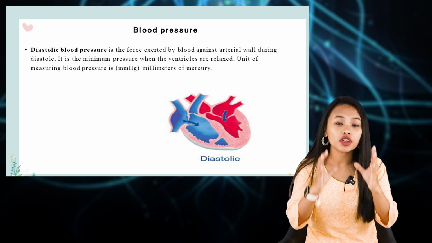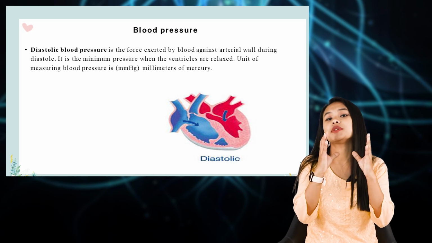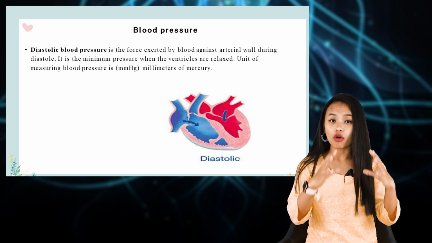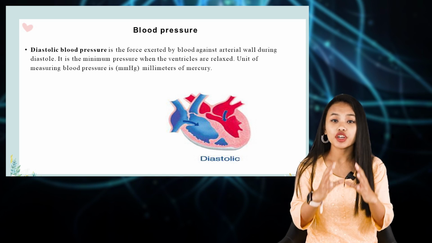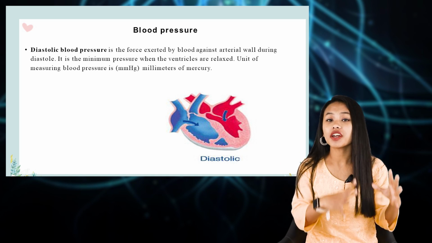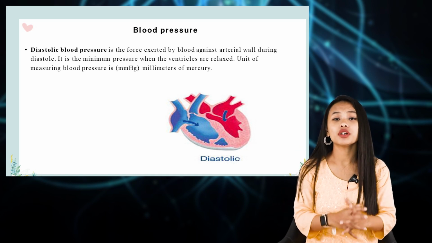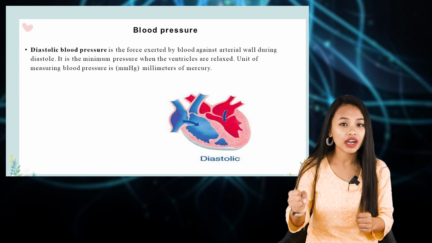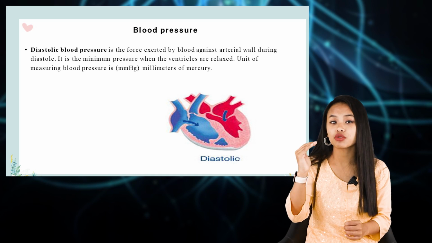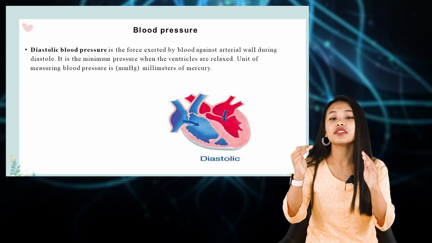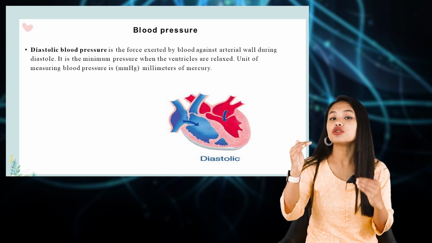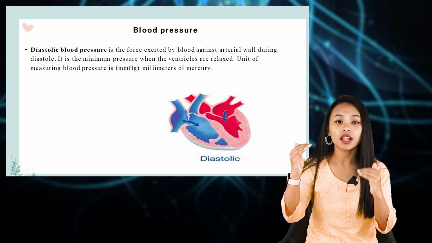Whereas diastolic blood pressure is the force which is exerted by the arterial wall during the diastole, and this diastolic blood pressure is the minimum pressure which we get when the ventricles are relaxed. So when the ventricles are contracted, there will be a maximum pressure, known as the systolic blood pressure, whereas when the ventricles are relaxed, there will be a minimum pressure, known as the diastolic blood pressure.